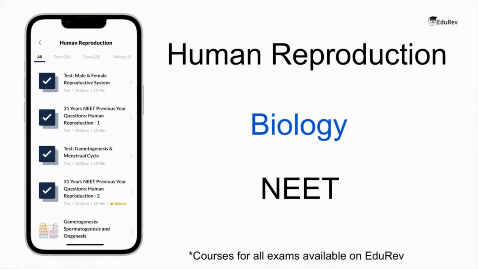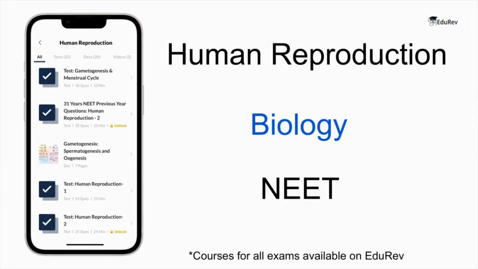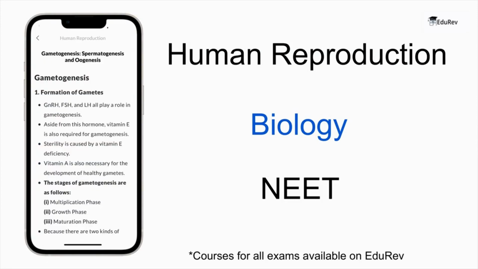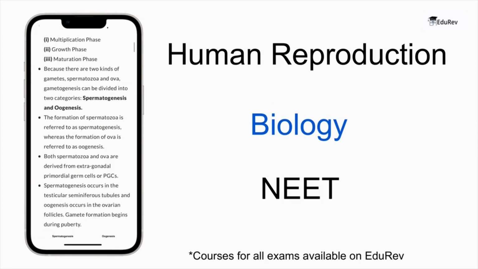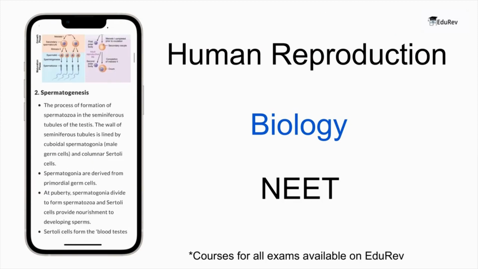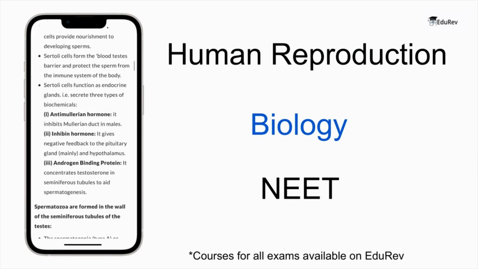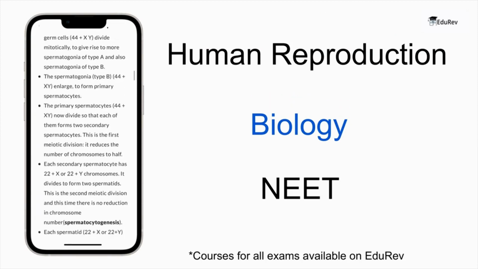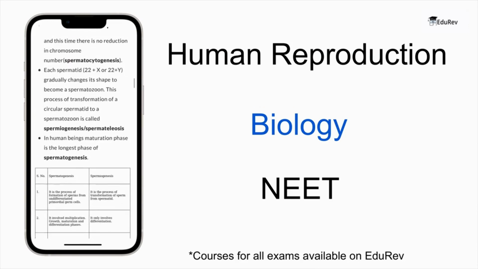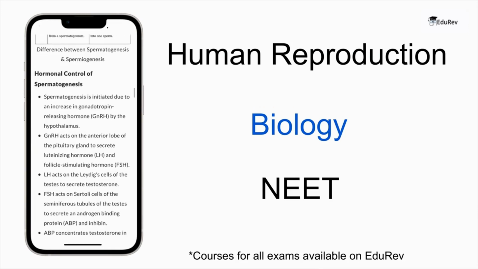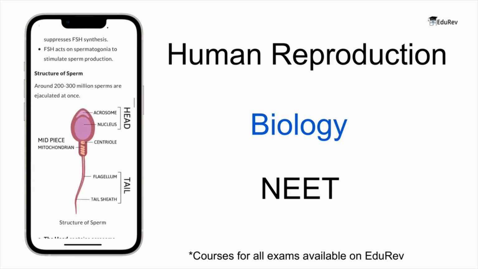So till now we have studied the male reproductive system in general. I hope you understood the concept well from this video. In the next video, we will study the male reproductive system in detail and understand how spermatogenesis occurs and what are the functions of different parts of the male reproductive system.